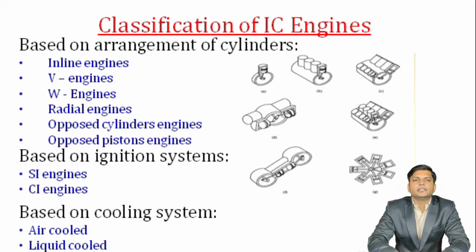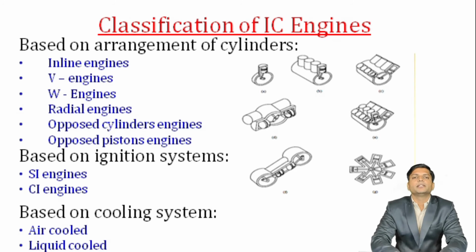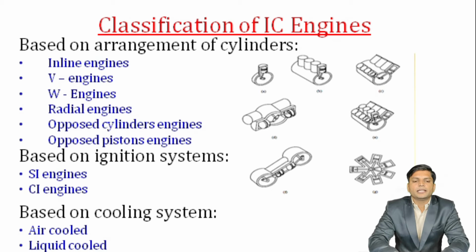And in the CI engine, just with the use of compression stroke, we increase the pressure and temperature of air, which is sufficient to initiate the combustion process. Hence, it is called a compression ignition engine. The next classification is based on the cooling system. There are 2 types of cooling system. First one is the air cooled system, and second one is the liquid cooled system.